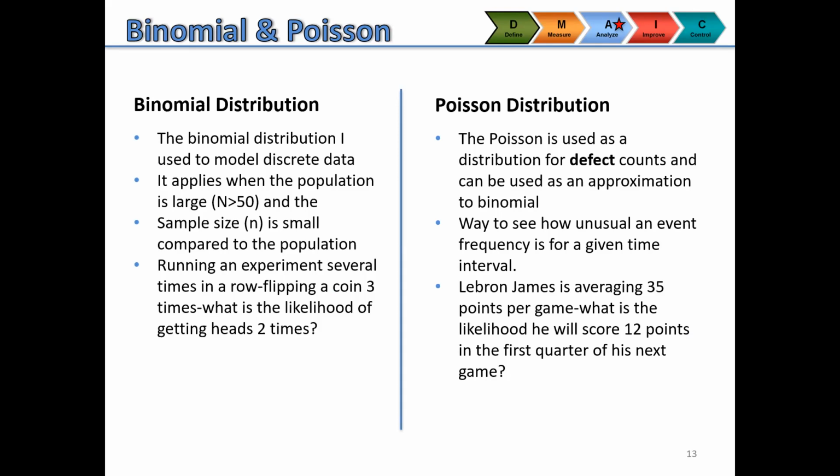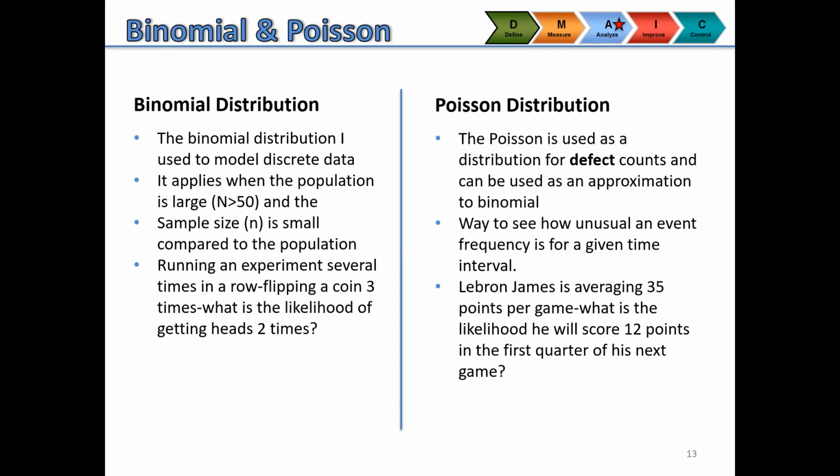It applies when the population is large and the sample size is small. For example, flipping a coin 3 times. What's the likelihood of getting heads 2 times? Or rolling dice, and being able to predict that way. So I collect a whole bunch of data, whether it's heads or tails, heads or tails, heads or tails. And then again, I can predict, with a better degree of certainty, what the next flip is going to be.